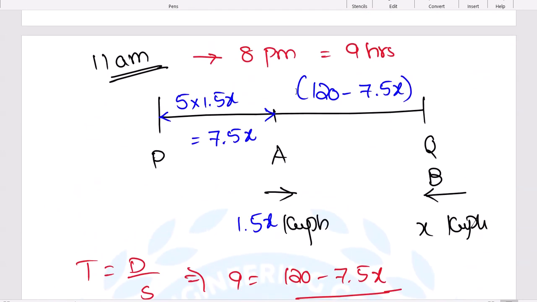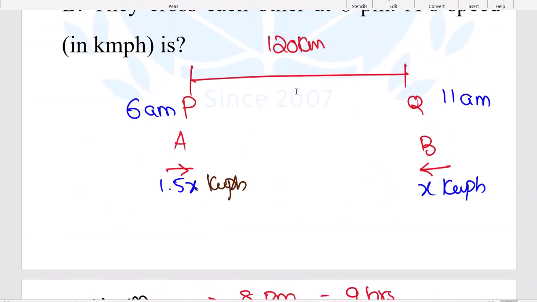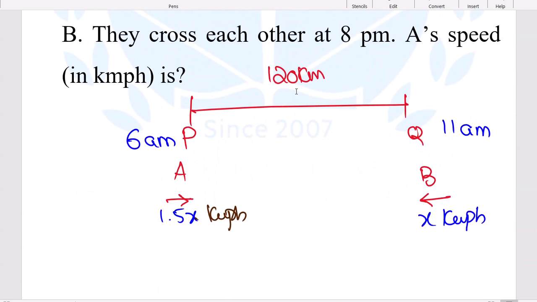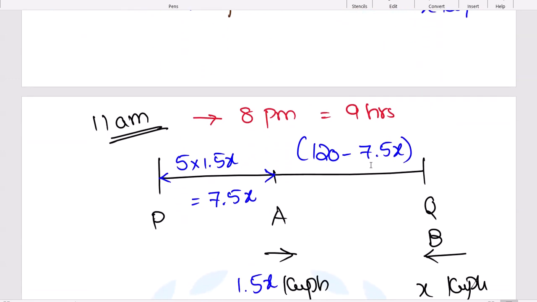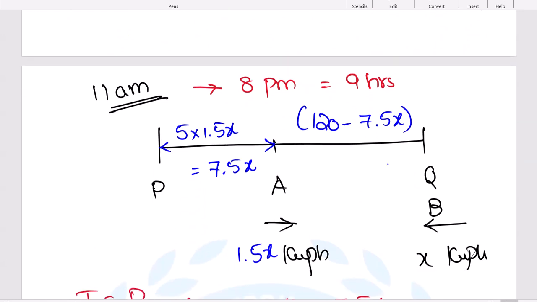Time is distance by speed. Okay, same point, but try to see the situation. Sir, why only 11 a.m.? Not only 11 a.m. Among the two different timings, whichever is the late time, you have to analyze the situation at that time. By 11 a.m., B is yet to start, but A has already traveled a certain distance. So there is some remaining distance that should be covered in 8 hours. The remaining distance is 120 minus 7.5x. That should be covered in 9 hours. Why 9? Try to understand that they clearly gave it in the question.